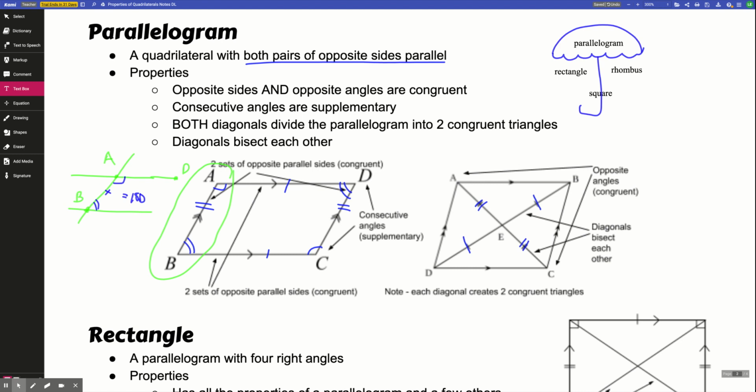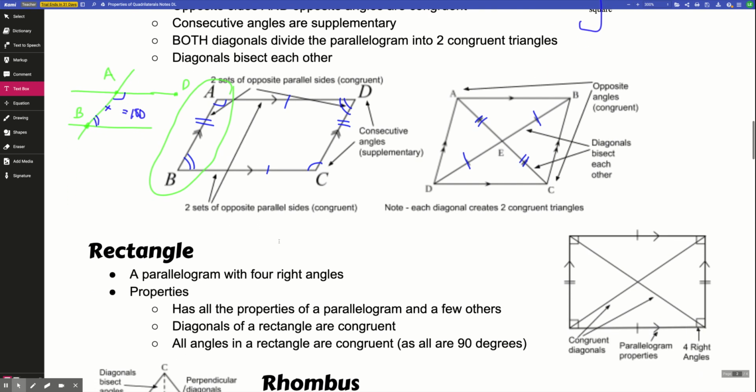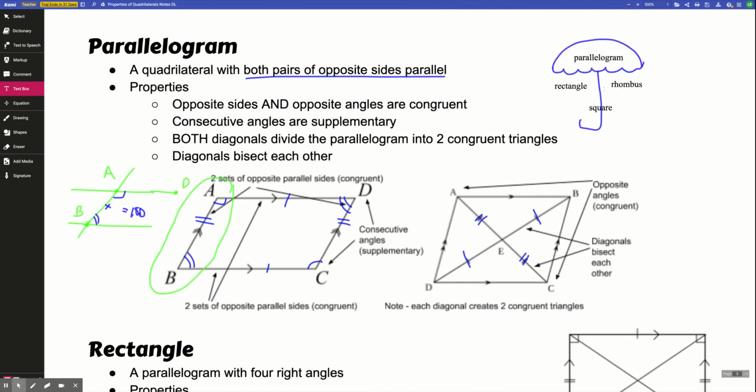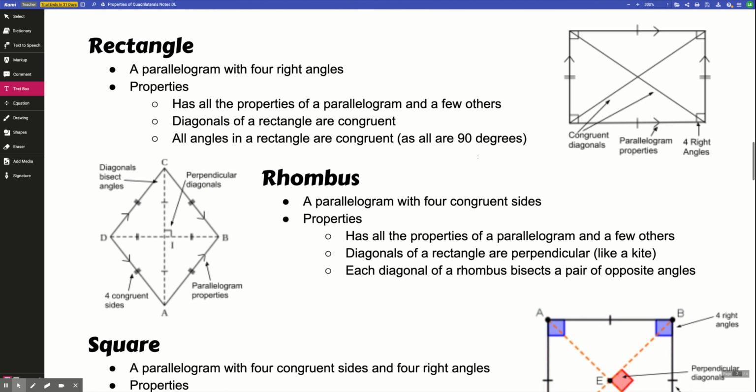Everything on lower levels has all of the properties of the shapes above them, right? So rectangles and rhombuses have all the properties of parallelograms plus some extra properties, okay? Squares have all the properties of everything above them in the umbrella. So all of the rectangle properties, all of the rhombus properties, and all of the parallelogram properties. Okay, so let's talk about each of those. So let's talk about the second layer here, rectangles and rhombuses, okay?